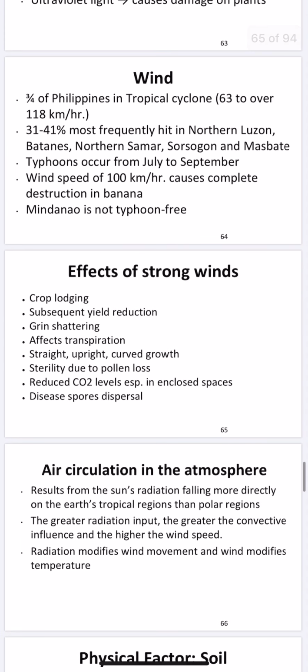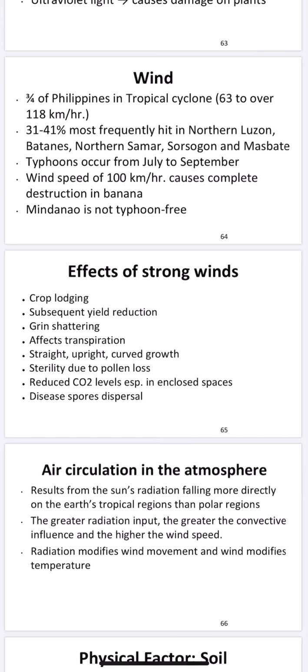Another factor is the wind. So 3/4 of the Philippines is under tropical cyclone with 63 to over 118 km per hour wind. And 31 to 41% most frequently hit northern Luzon, Batanes, northern Samar, Sorsogon, and Masbate. Typhoons usually occur from July to September, but this can change with climate change. A wind speed of 100 km per hour can cause complete destruction, for instance, in banana.